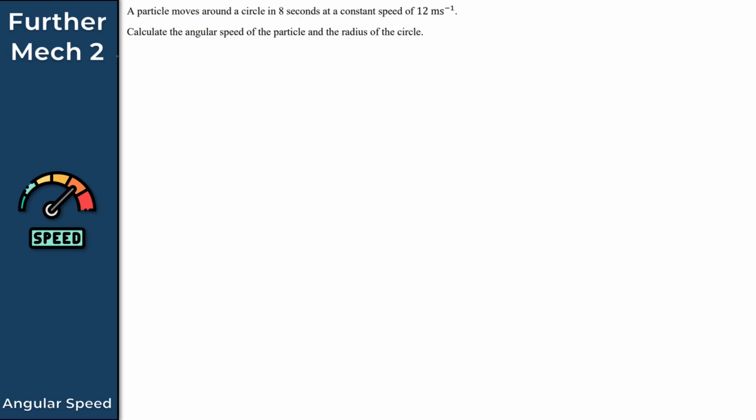To begin with, I'm just going to make a quick point that the particle rotates through an angle of 2 pi radians because it goes around a full circle, right? Let's just write this down in full. So it rotates through 2 pi radians in 8 seconds.